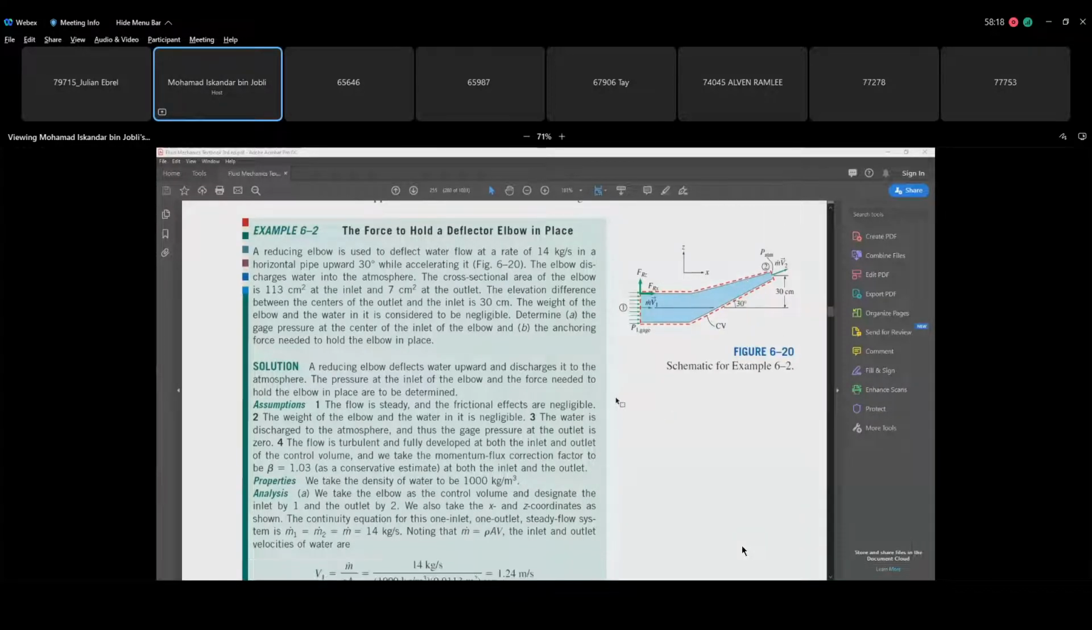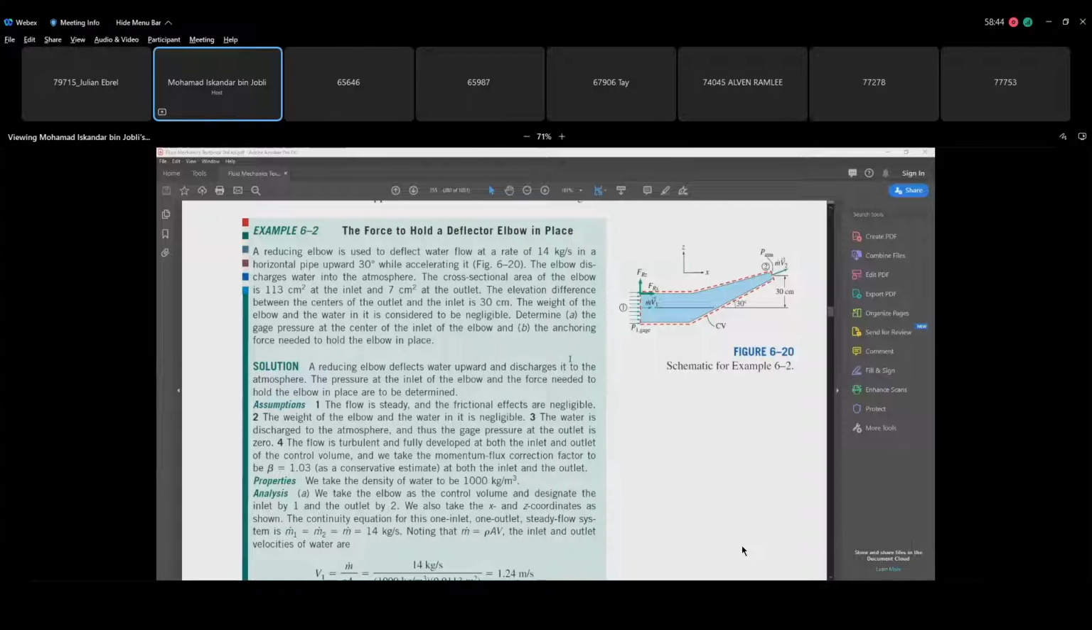Okay, so this is the example that we'd like to try on. This example will explain how we shall use the linear momentum equation that we just learned, in theory. The example is a reducing elbow: the force to hold a deflector elbow in place.